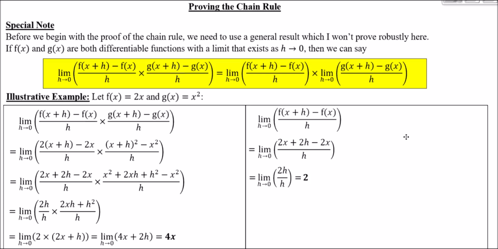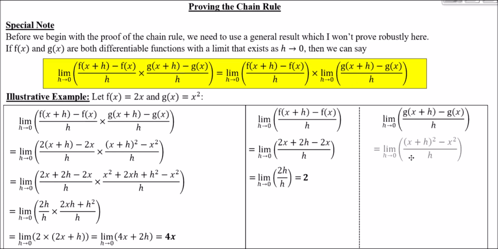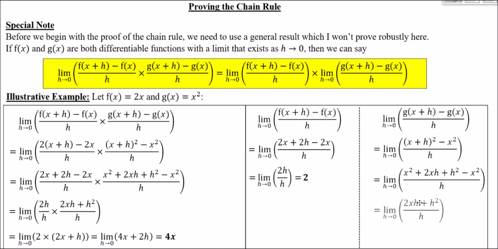Dividing this part of the page into a separate part now, we can do the same for the derivative of g of x. So, taken separately, the derivative of g of x is this. If we sub in that g of x is x squared, we get this result here. Expand it out, we get this. The x squareds cancel, so we're left with 2xh plus h squared all over h. Divide through by h leaves us with 2x plus h only. So as h goes towards 0, we're just left with 2x.